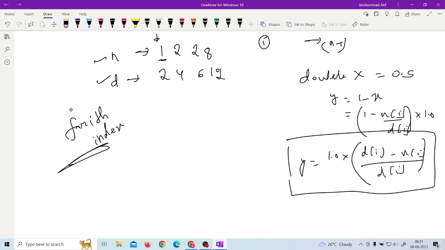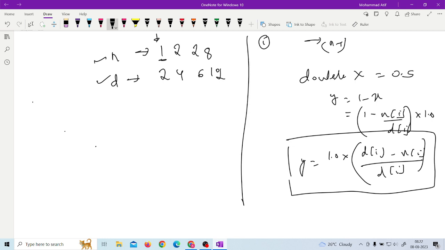Now we will optimize it. The time complexity of the approach that I just told is O of n square, and the space complexity is O of 1. Why O of 1? Because we are not using any extra space. Now let's move on to the optimized approach.